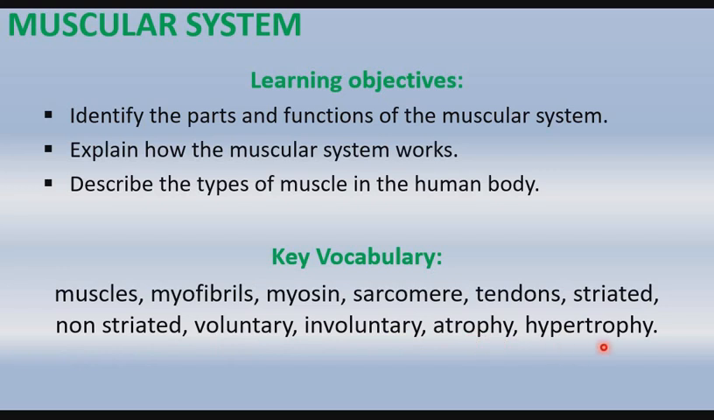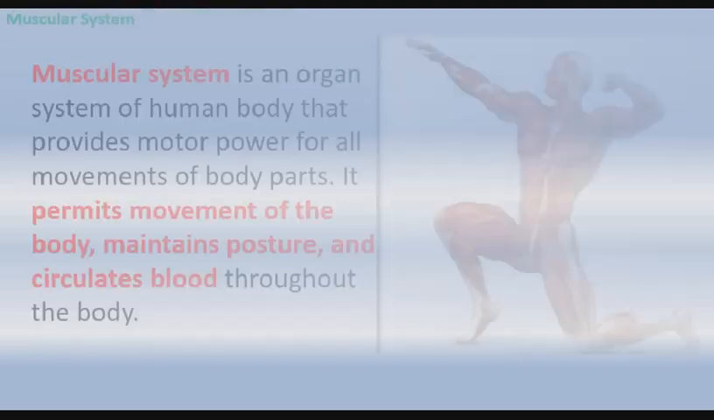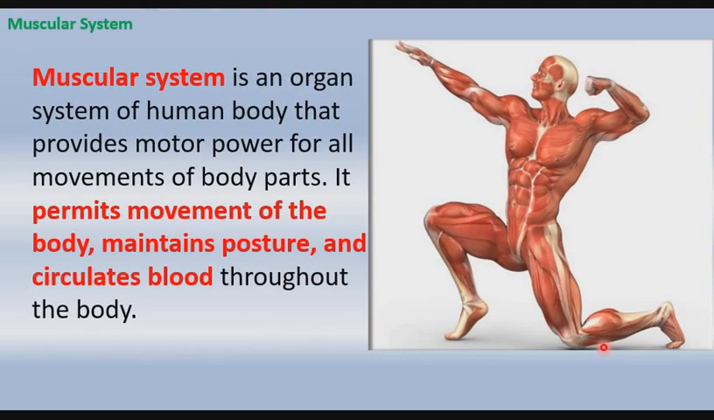Now, what is a muscle? A muscular system is an organ system of the human body that provides motor power for all movements of the body parts. A muscular system permits movement of the body. It maintains posture and circulates blood throughout the body.